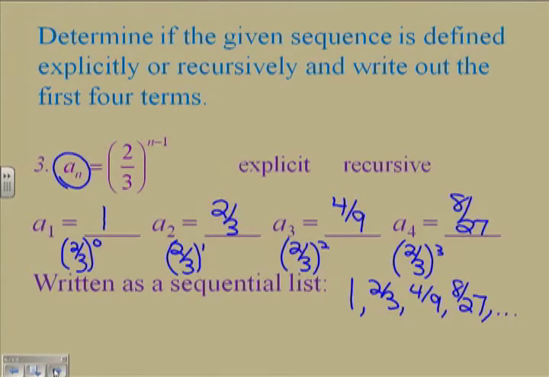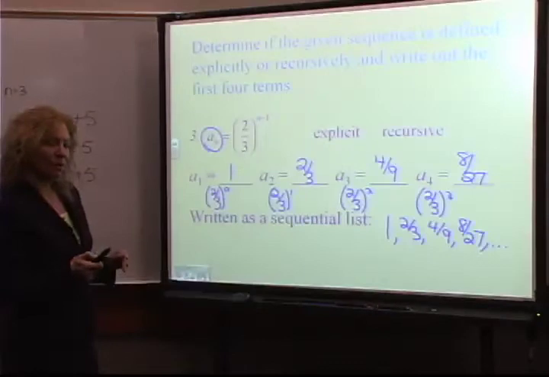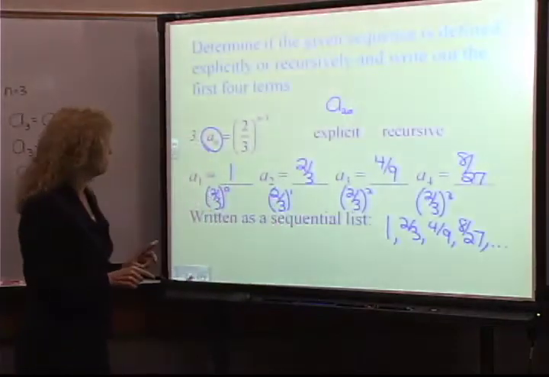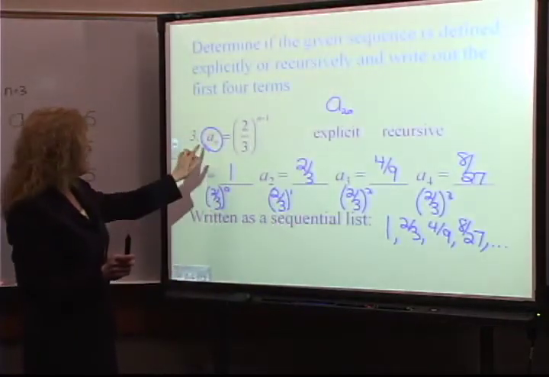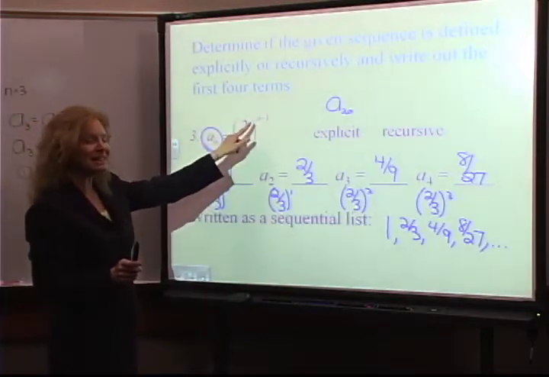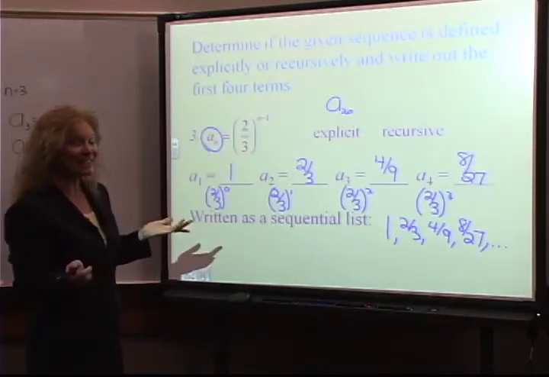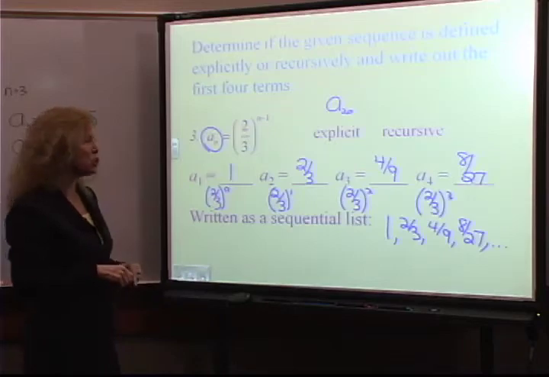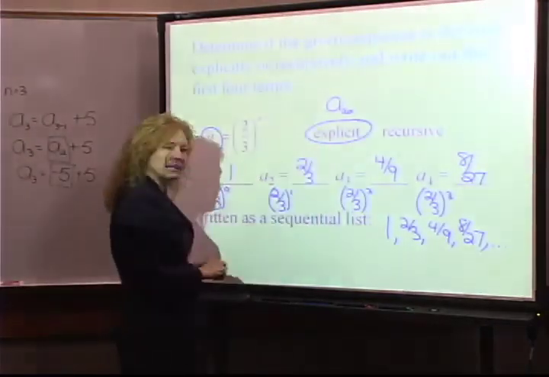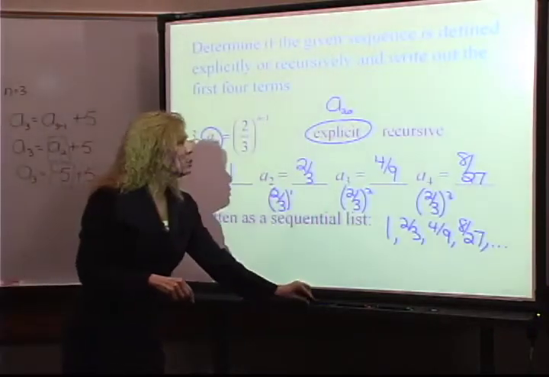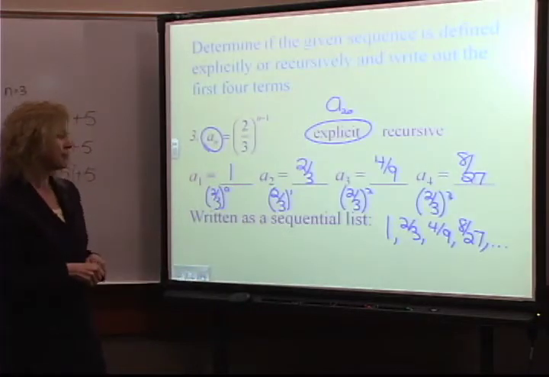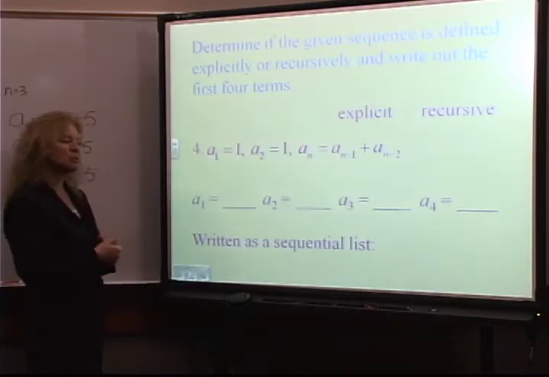And is it explicitly defined or is it recursively defined? Well, if you think about it, can I go immediately to the 20th term? Immediate's a relative term here. A sub 20 would be 2/3 to the 19th. And yeah, I can't tell you what 2/3 to the 19th is off the top of my head. However, I can immediately get to that 20th term. So this is an explicit definition. Okay? Meaning, in order to get the 20th term, I did not have to know the 19th term. Okay? Are you kind of getting the gist of how these work?